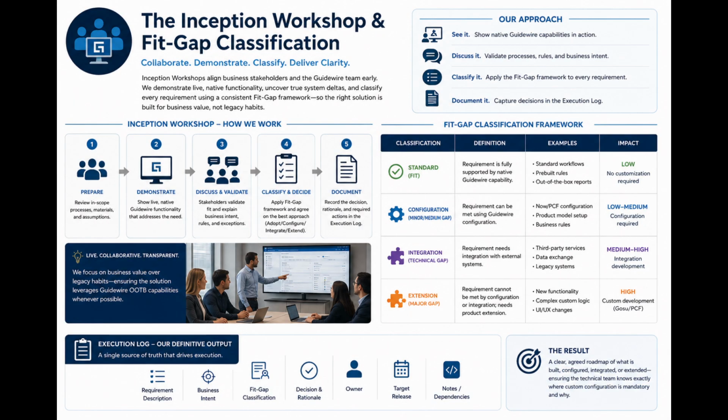Next is the Inception Workshop and Fit Gap Classification. This section outlines the collaborative execution of inception workshops and the practical application of the Fit Gap classification framework. It describes how the BA demonstrates live, native product functionality to stakeholders, tracks explicit system deltas, and rigorously negotiates business value over legacy habits. Every requirement is systematically documented and categorized as standard (fit), configuration (minor and medium gap), integration (technical gap), or extension (major gap).